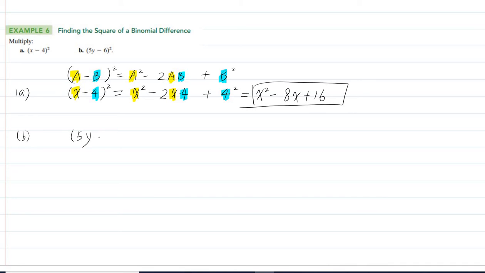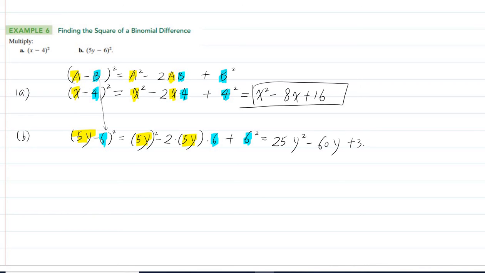Alright, let's go ahead and work on part B. So we're going to have 5y minus 6 squared. So we're just going to look above it. Alright, if you look, our a in this case is what? 5y squared. And then minus is still 2 times, and then our a, we recall that was 5y. And our b in this case, we compare, which is 6. And then we plus b squared, that's just 6 squared. So we simplify this, that gives us 25y squared minus 60y, and then plus 36.